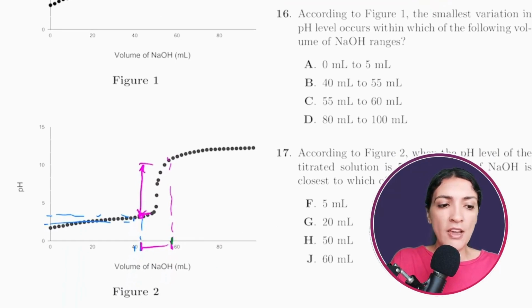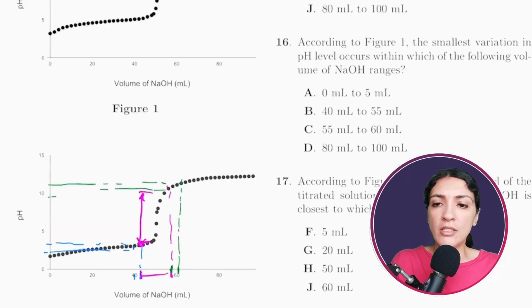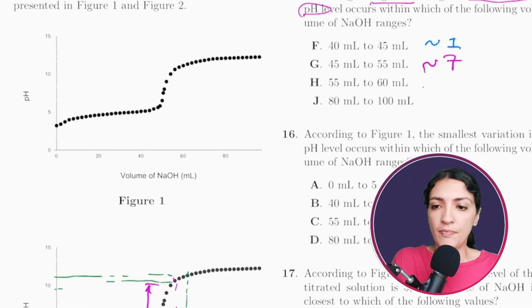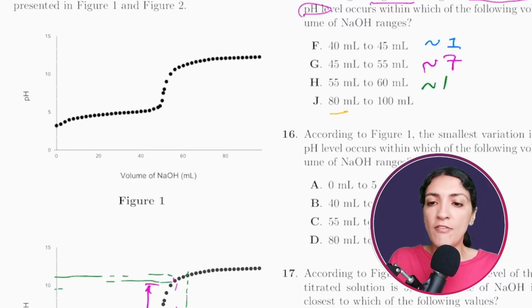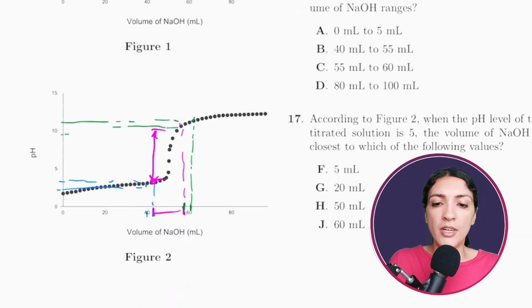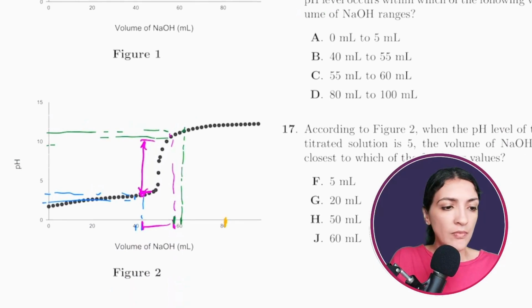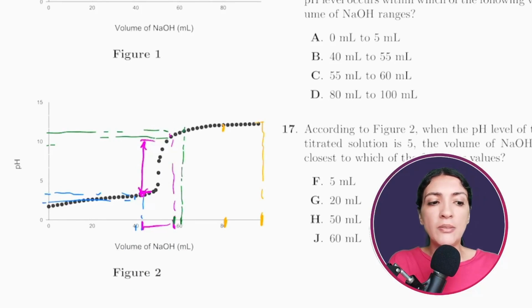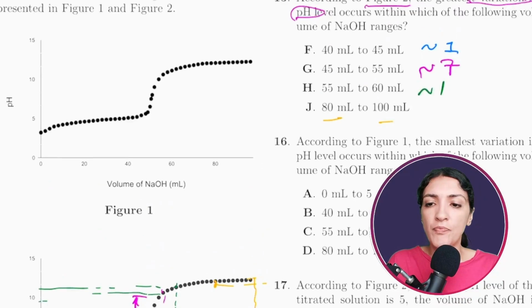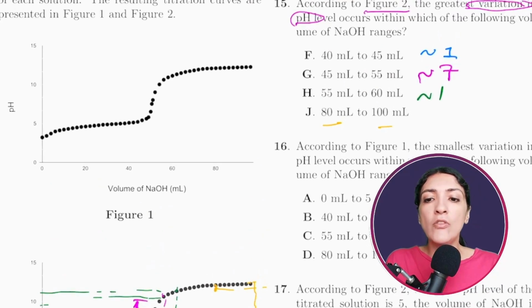So 55 was here and 60 is about here. So the corresponding pH level, again, is a small increase. That's about 1. And lastly, this is the biggest increase in volume, between 80 to 100 at this end of the graph. But again, the pH level is barely changing. The y-axis is not changing much. So the answer would be choice G.